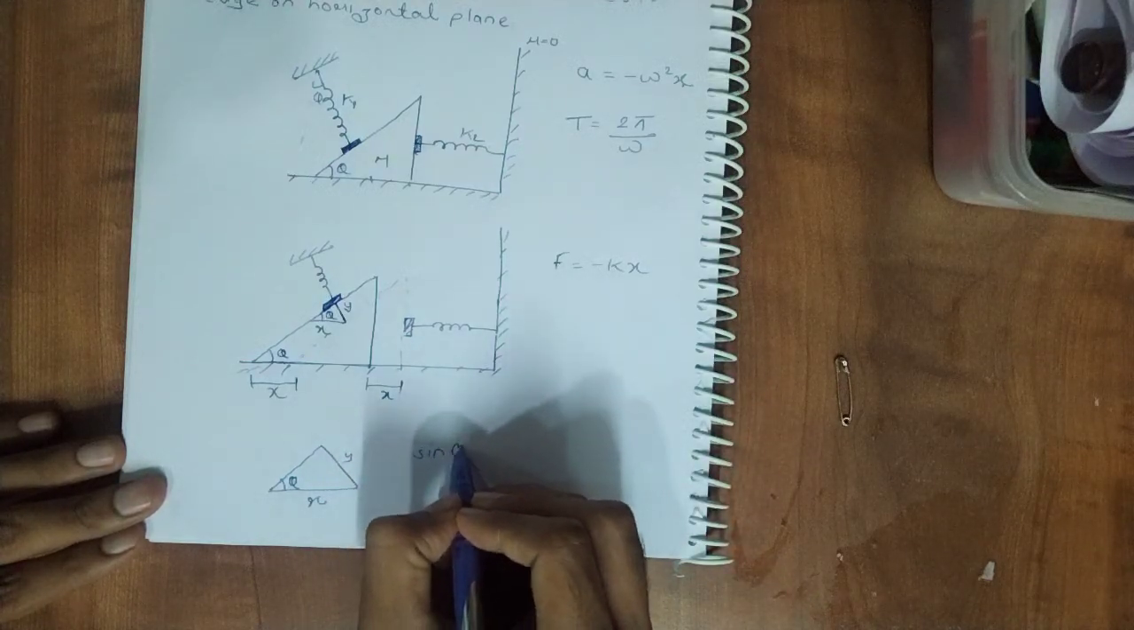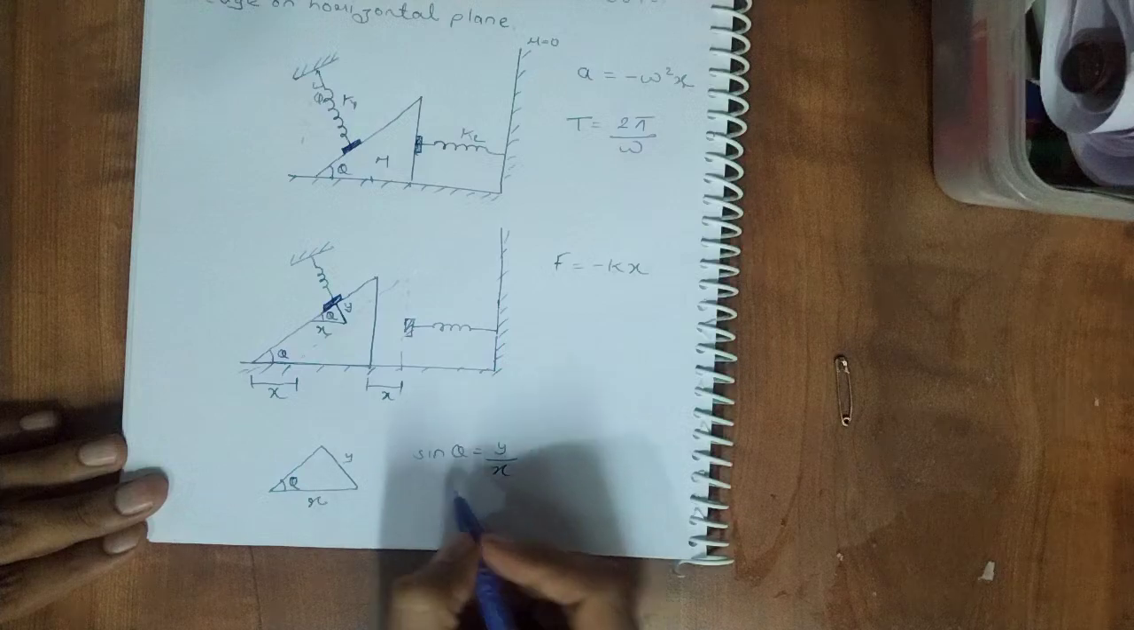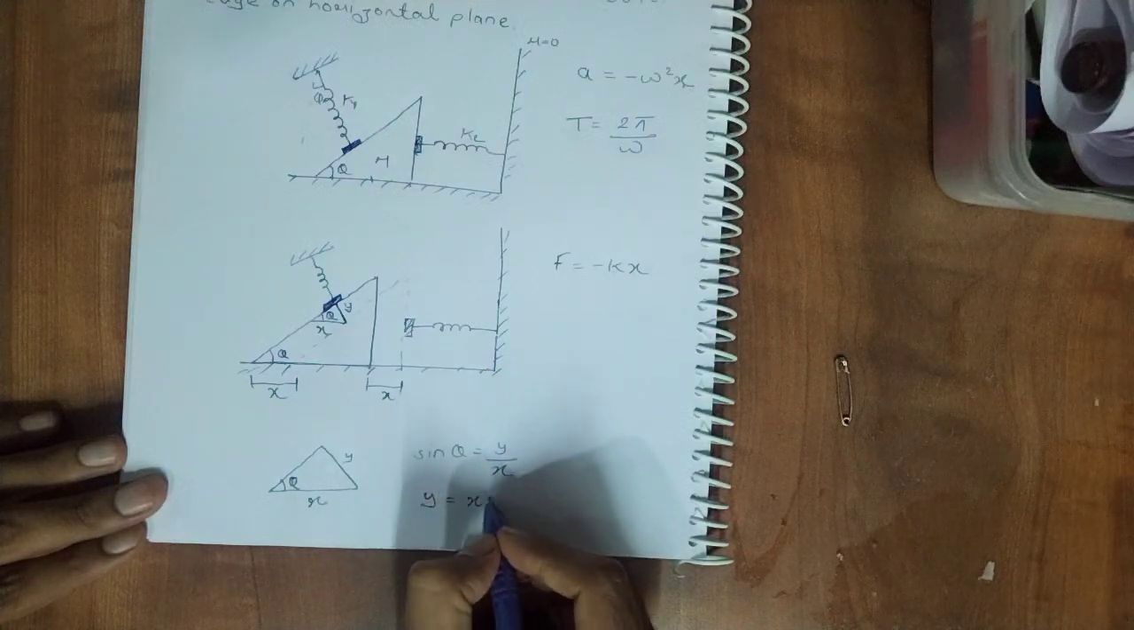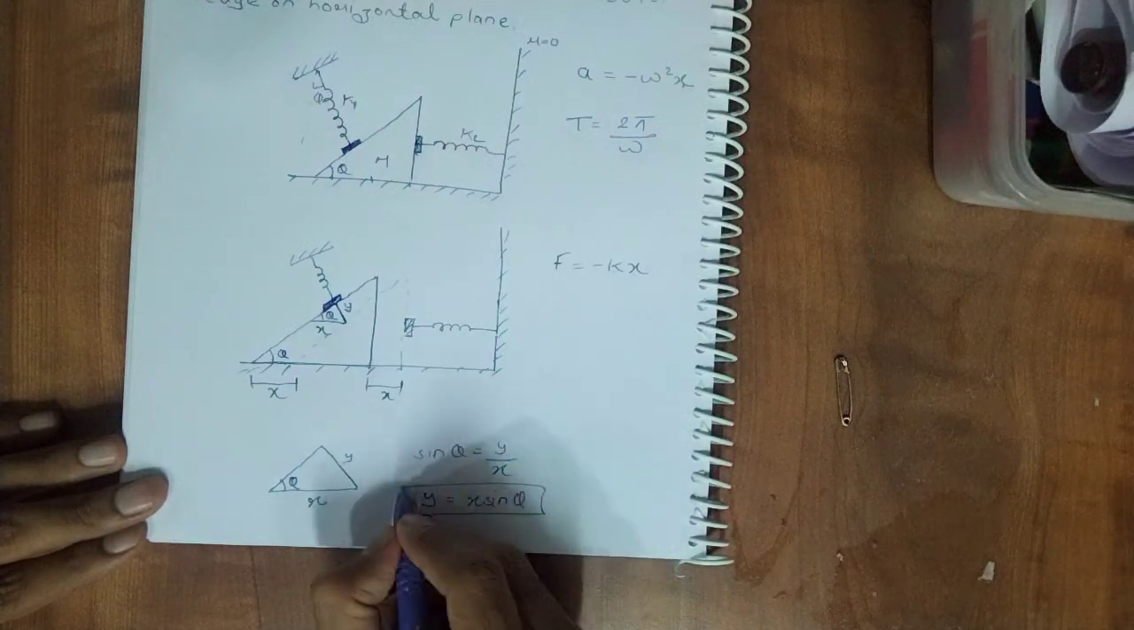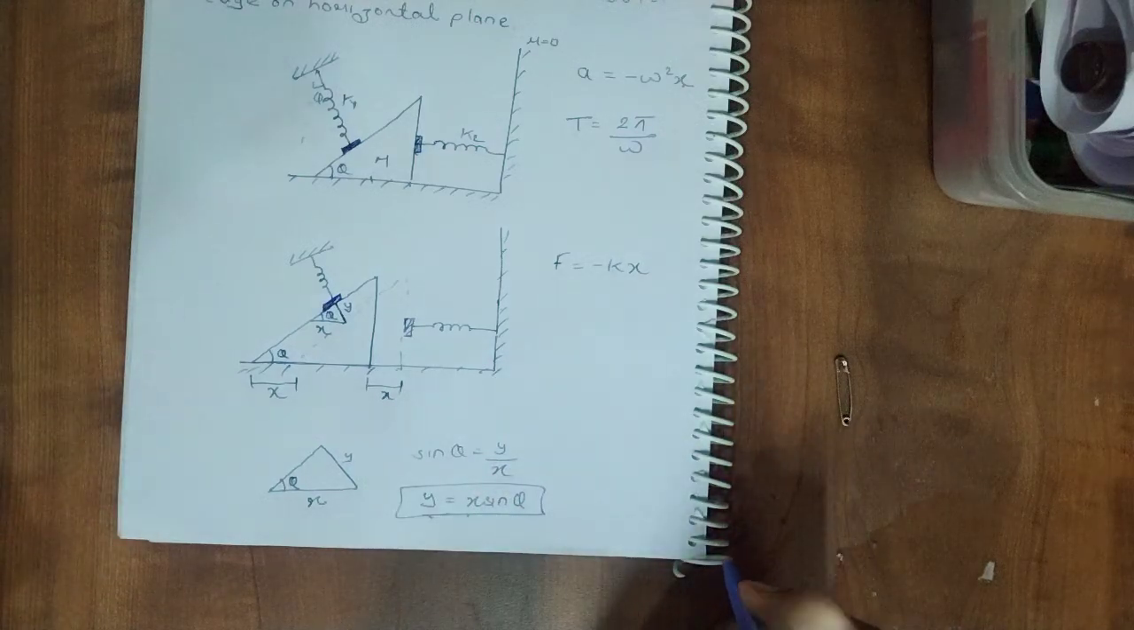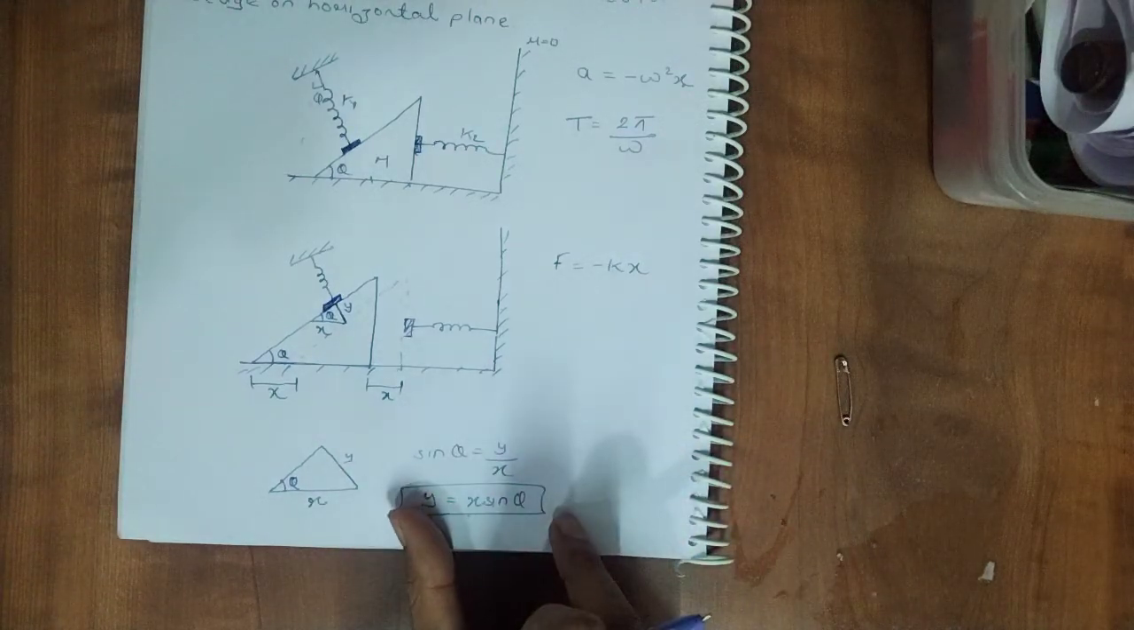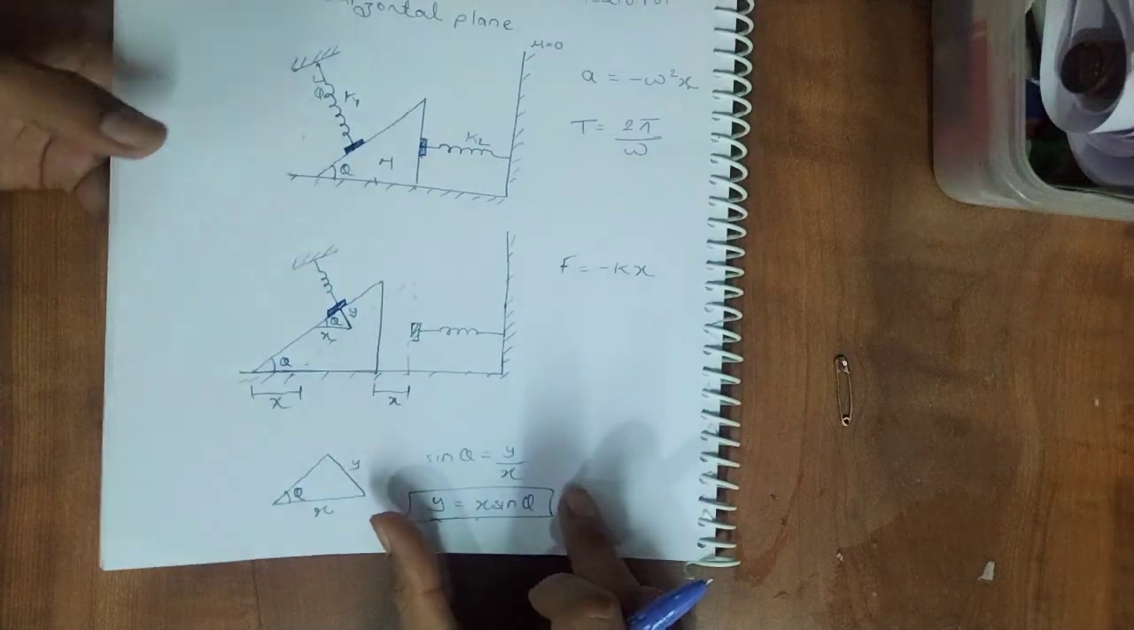So sin theta is y by x. So y will be equal to x sin theta. I hope this much is understood. Now this is the displacement. So this is the displacement in the spring. So what will be the corresponding force?